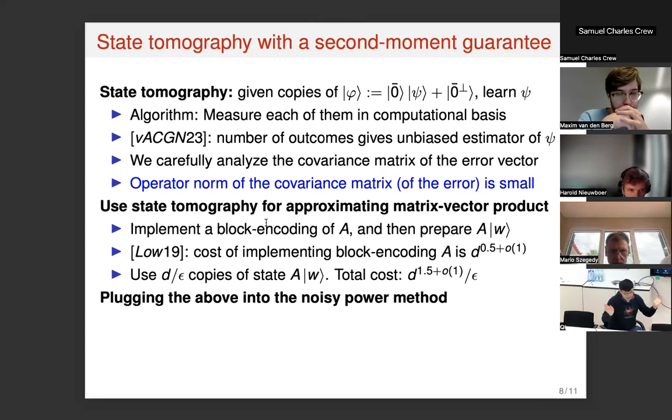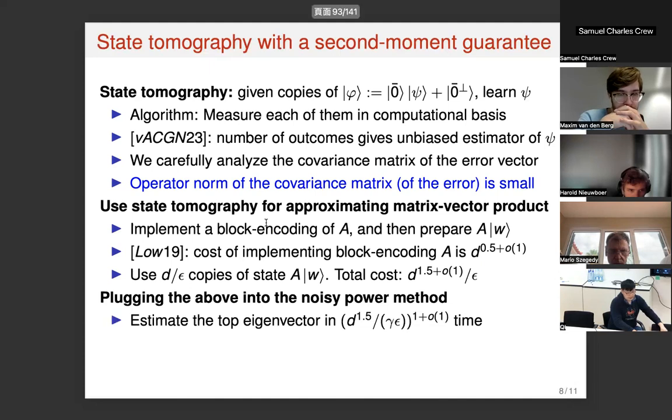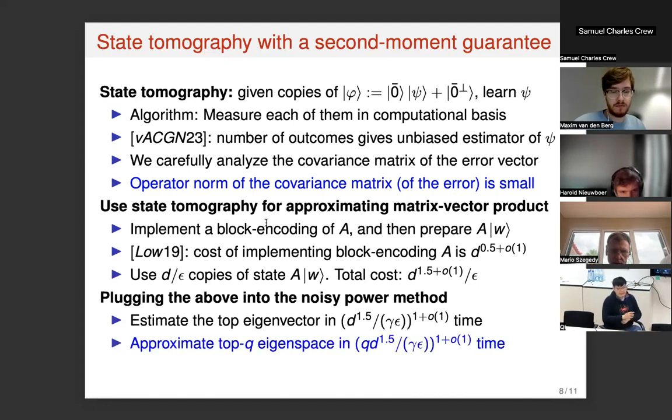And now, plugging everything back into the noisy power method, we can estimate the top eigenvectors in D to the 1.5 over gamma epsilon. Here, gamma is the gap between lambda 1 and lambda 2, and epsilon is the L2 norm error you would like to achieve. And actually, we recently generalized this result for finding the top Q eigenspace. That is, we can approximate the top Q eigenspace in Q times D to the 1.5 with the same gamma and epsilon dependency.